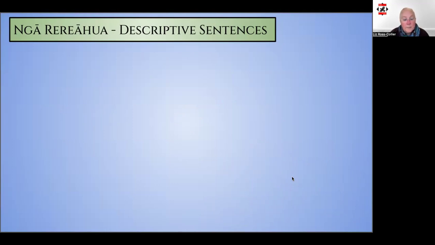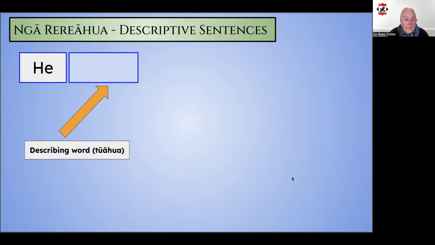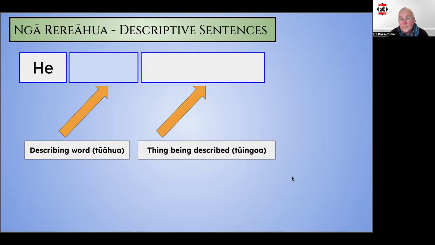Here's how the sentence works. We start with he. Next comes the tūāhua, the describing word. And then the object of the sentence, the item that the sentence is describing. And in these sentences, I'm going to use tū ingoa or nouns. Let's look at a couple of examples.